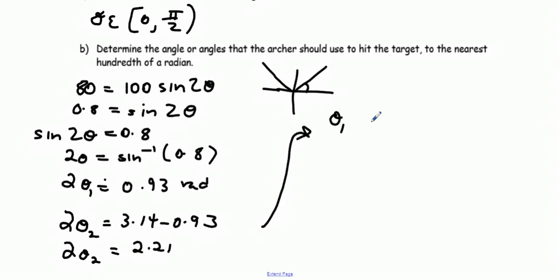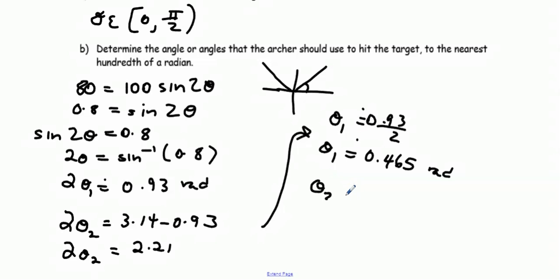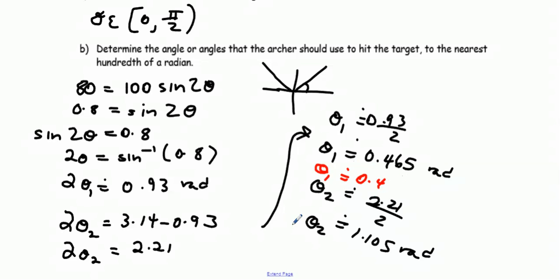So theta 1 is going to be 0.93 divided by 2, so theta 1 is approximately 0.465 radians. And theta 2 is going to be 2.21 divided by 2, so theta 2 is approximately equal to 1.105 radians. And that definitely is less than pi by 2. And so these are two possible solutions, to the nearest hundredth. So I should be rounding this up. Let's just fix that. So theta 1 is approximately 0.47 and theta 2 is approximately 1.11.